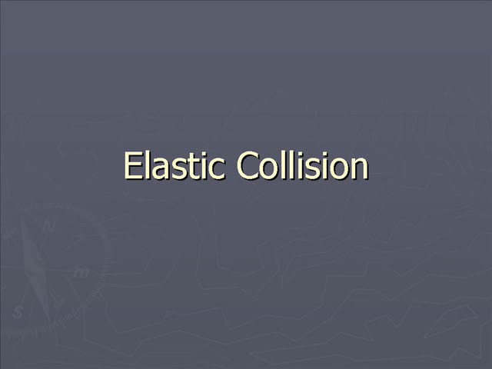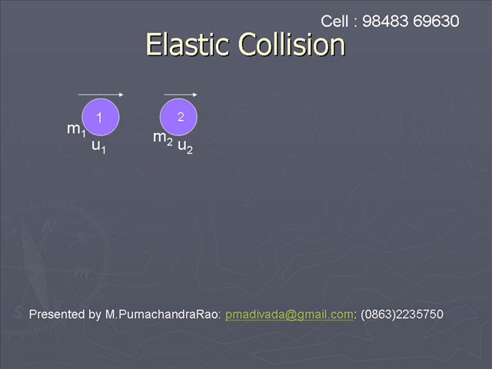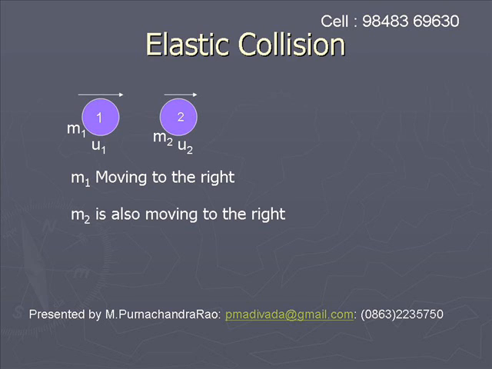Let us consider an elastic collision. To understand this, here I have shown two circles. The first one is a body of mass m1 and its velocity is u1. It is particle number 1. The arrow mark indicates that this particle is moving to the right.